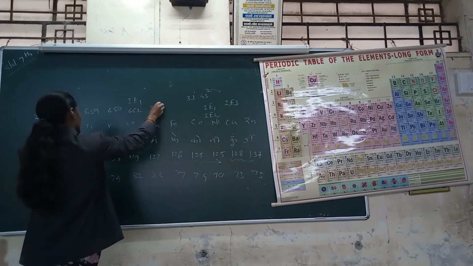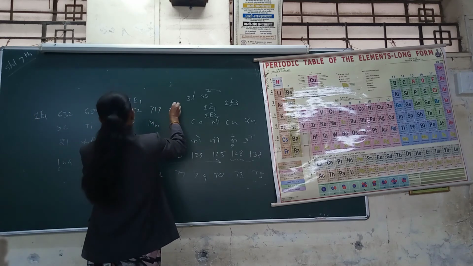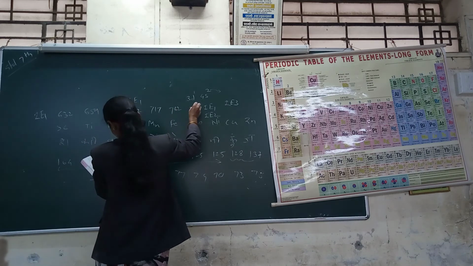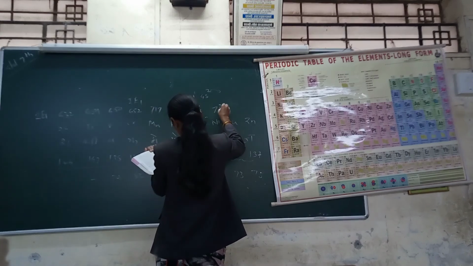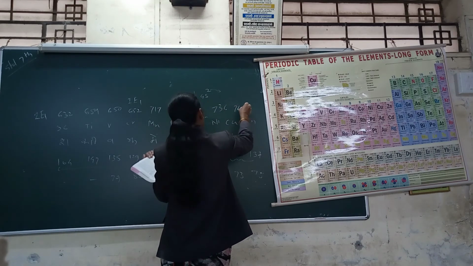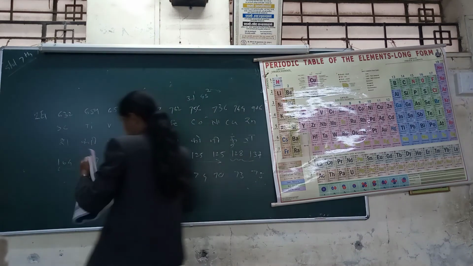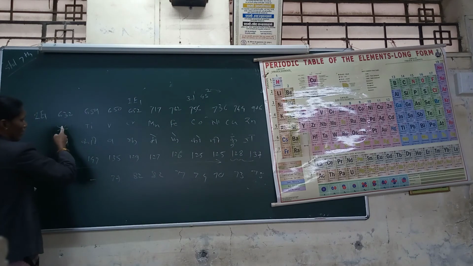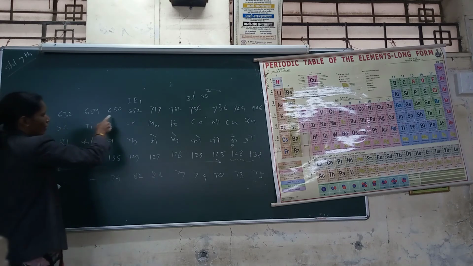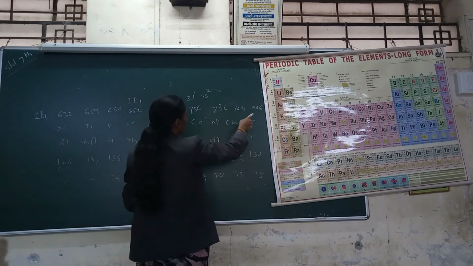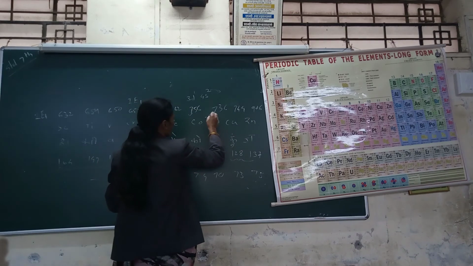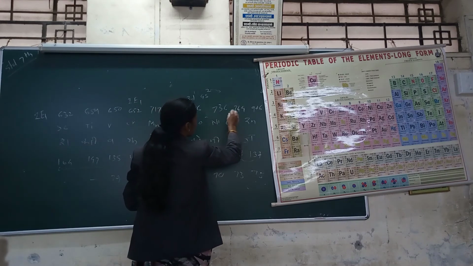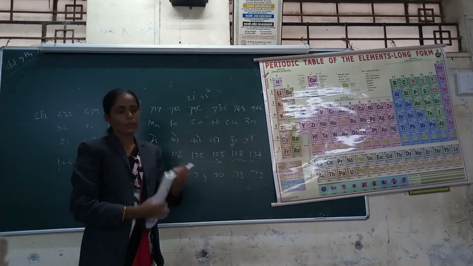652, 717, 762, 756, 736, 744, 906. From this data, it is clear that ionization enthalpy increases in some cases, that is 760, again decreases up to nickel and copper, and zinc increases.